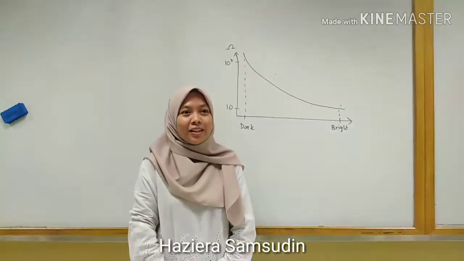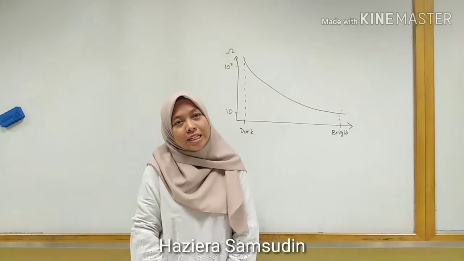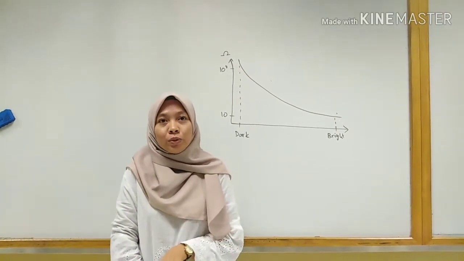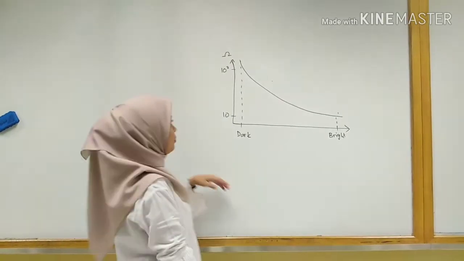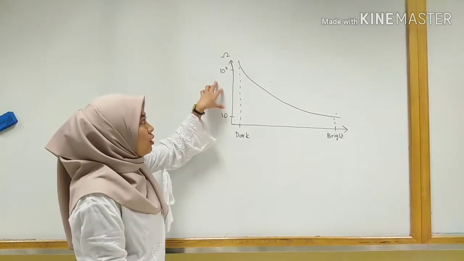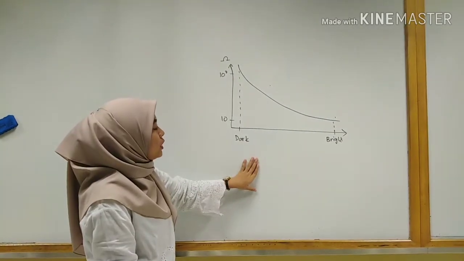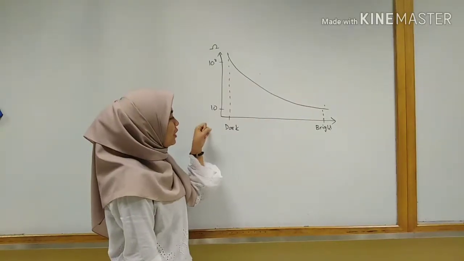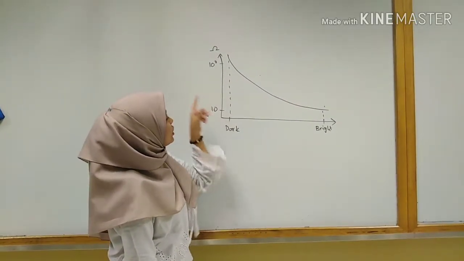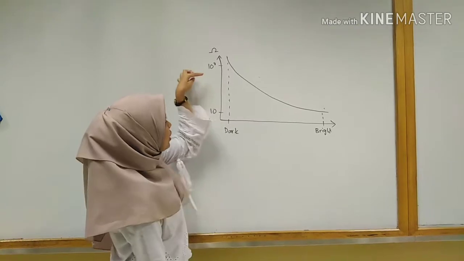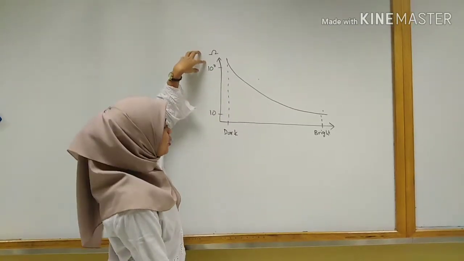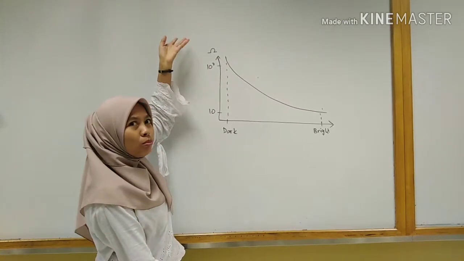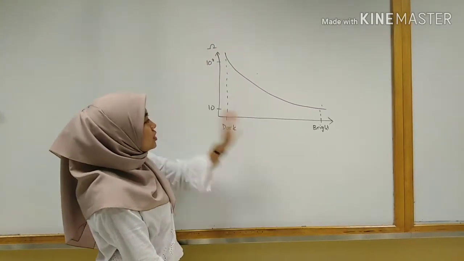This is Hazira. I will talk about LDR. What is LDR? LDR is a light dependent resistor, which has a changeable value depending on the light intensity. This is an example curve graph of the relationship between the light intensity and the resistor. When the light intensity is less, the resistance is high, and when the light intensity is more, the resistance is low.